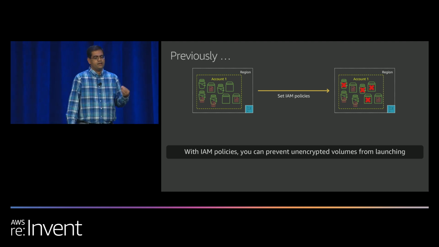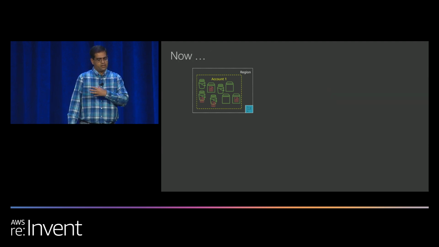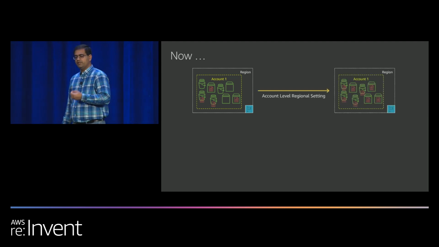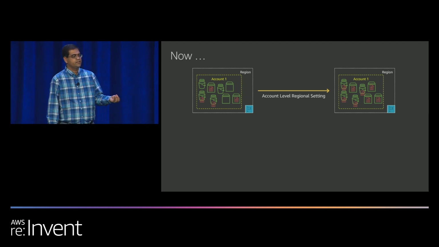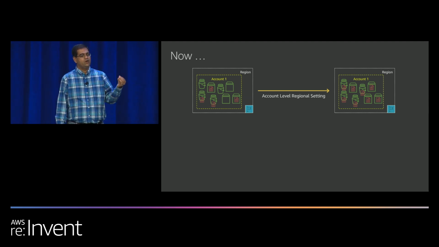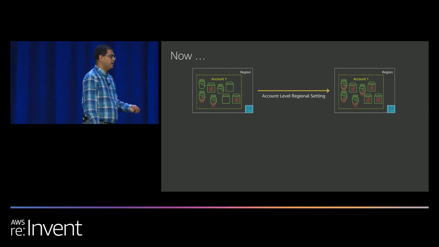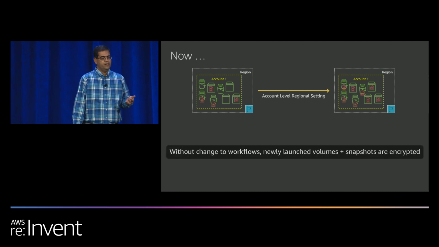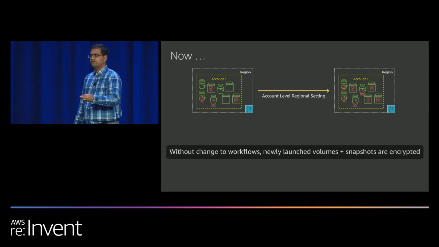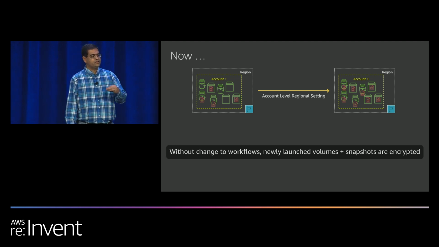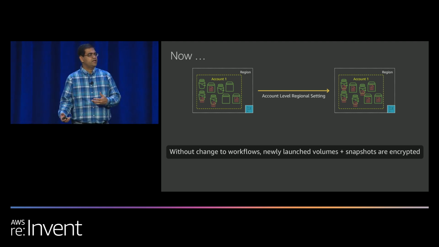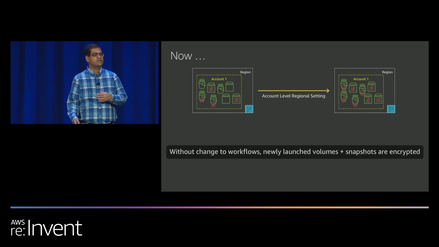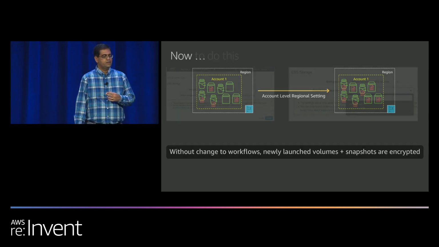And so the team worked hard to figure out how to solve this use case. What we launched, and I'll show you how this works, is a single account-level regional setting. With that single setting, all your new volumes in that account and snapshots from those volumes are fully encrypted from that point on. There is no change to your existing workflows. In fact, even when you don't specify the encrypted tag, your volumes still continue to be fully encrypted.